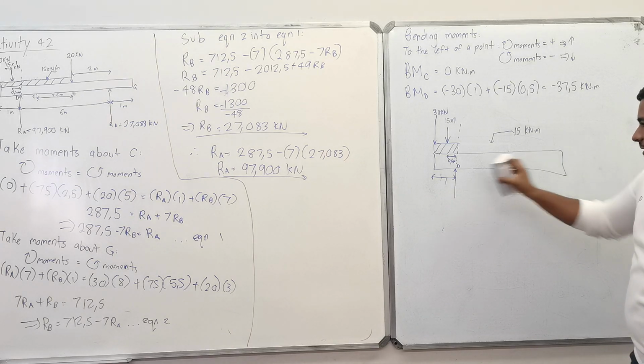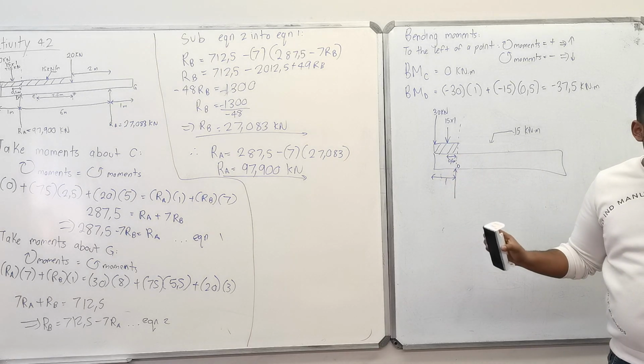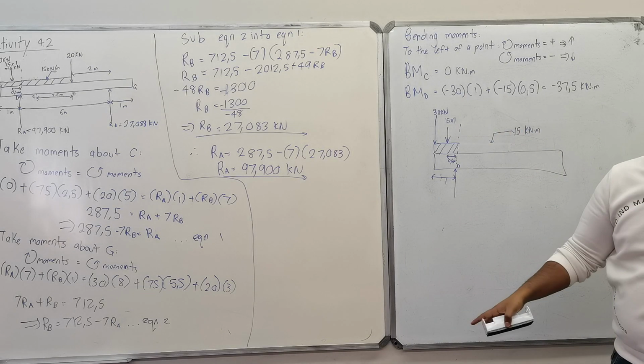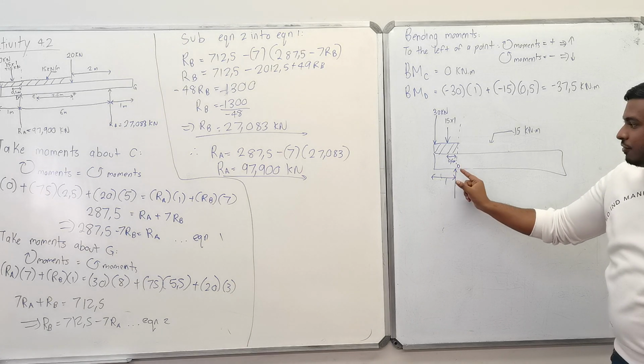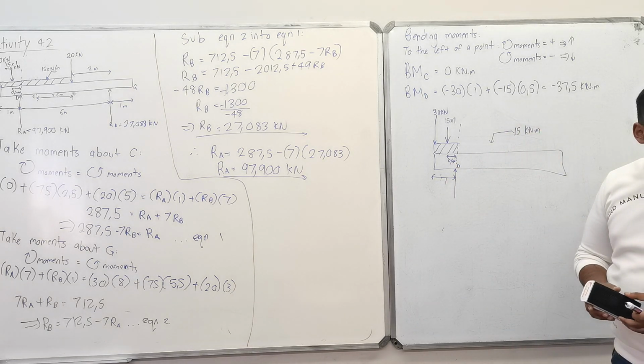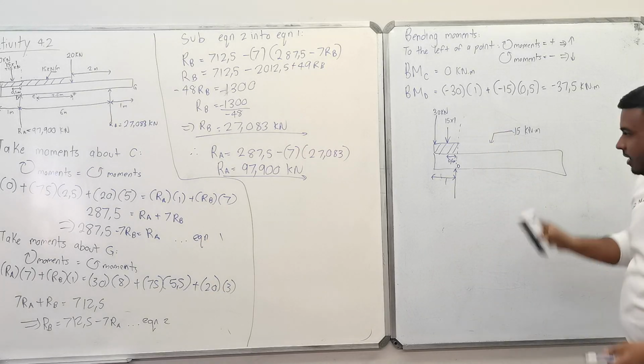Okay. You understand it? Yeah. You sure? Yeah, I couldn't figure it out. So that's how I got it: minus 15 because it's a downward force. And the length of it from point D is 0.5. So I multiply it by 0.5. Okay? So that's it.